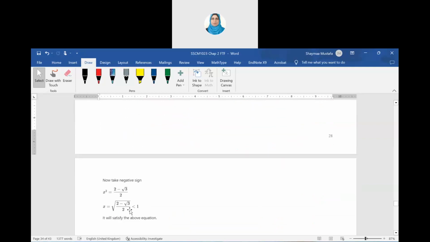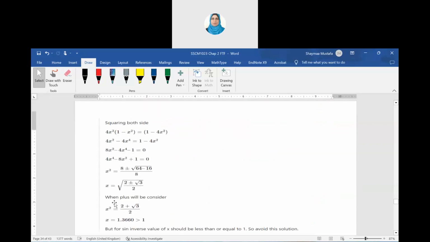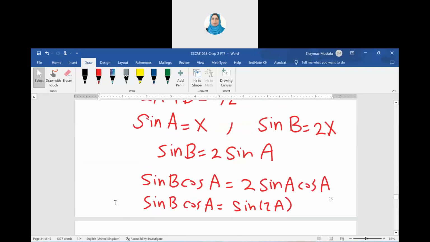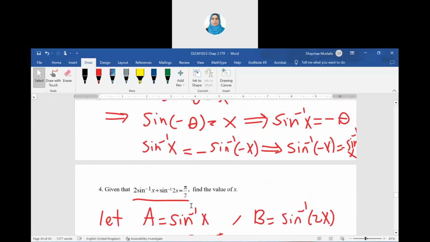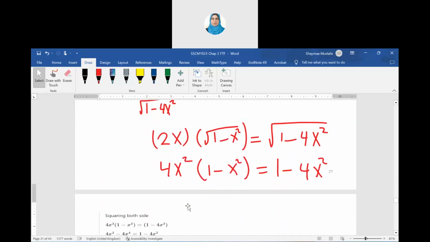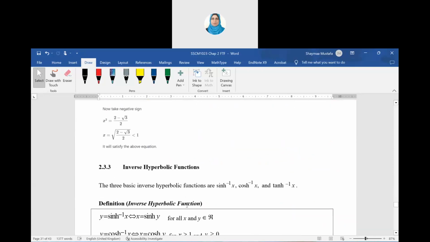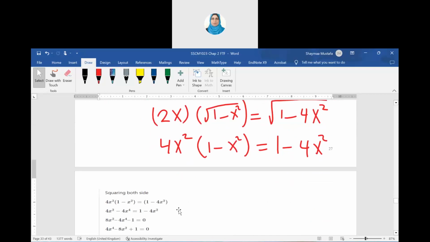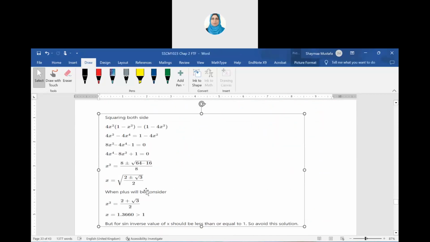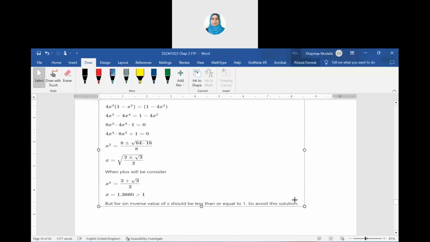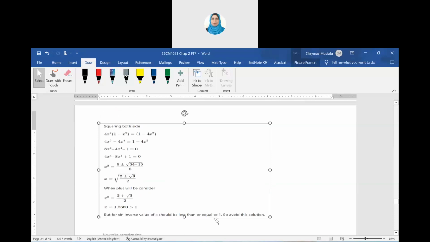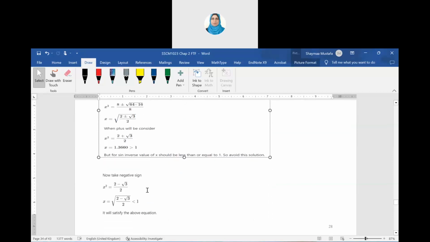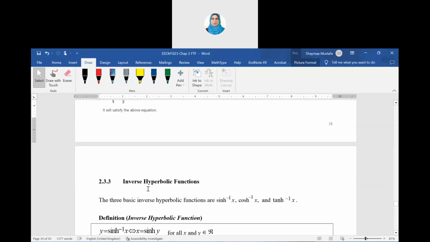We need to avoid that solution. The only solution you get is when x is negative. So this is the only x that satisfies the above equation. Clear or not? Any question?